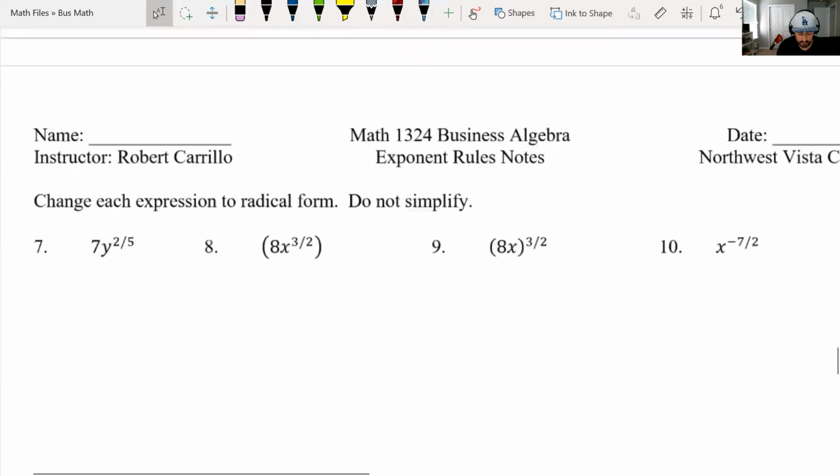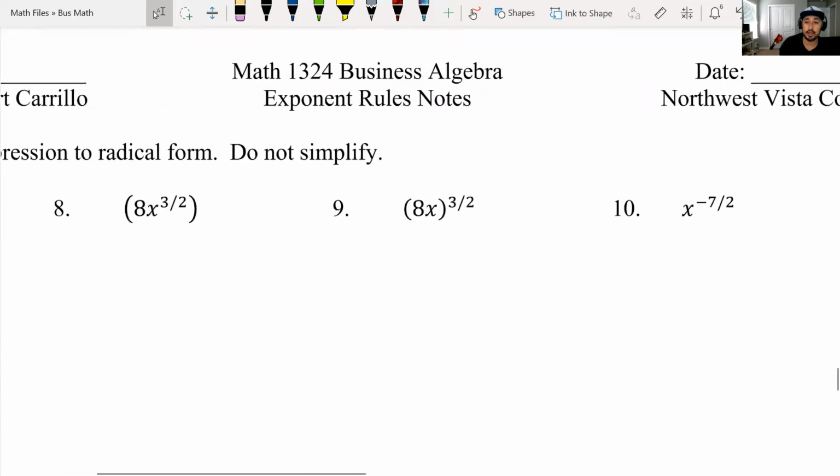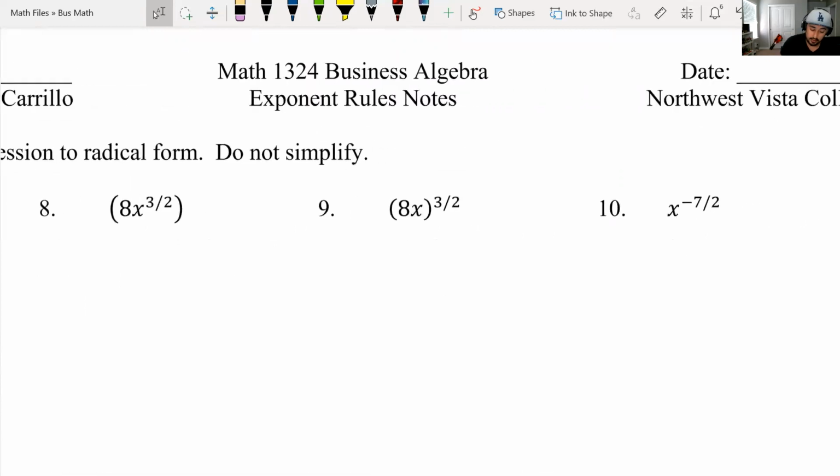All right. So this one says, change each expression to radical form. Do not simplify. Okay. So this means we'll be using this property. The x to the m over n, it wants us to put it in radical form. So we're going to rewrite it as the nth root of x to the m. That's the property we're using for this one. And of course, any other properties we've learned along the way.